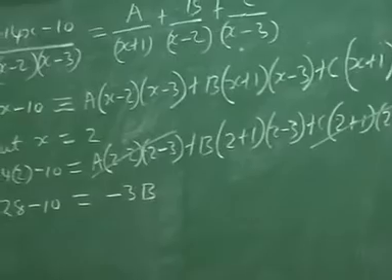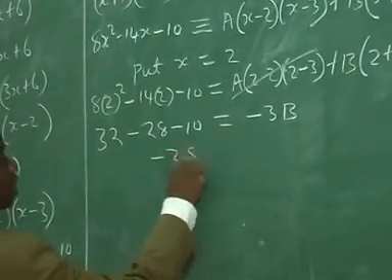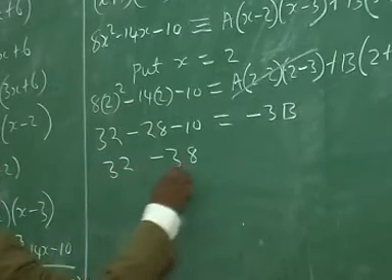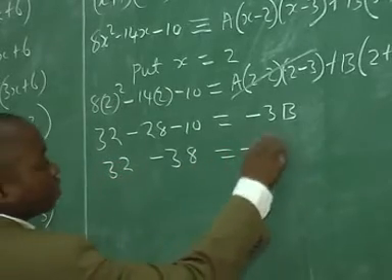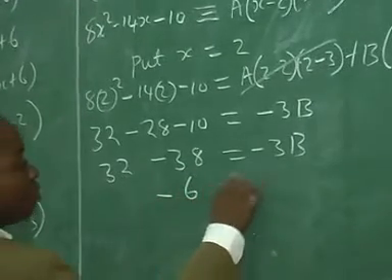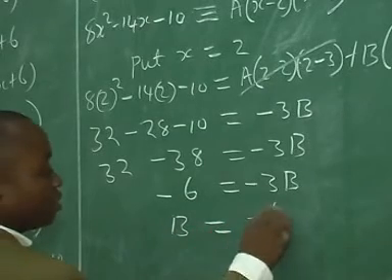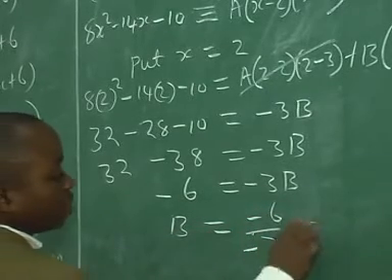So minus 3 times b gives us minus 3b. Alright. Then here, minus 28 minus 10 is giving us minus 38. So 32 minus 38 is equal to minus 3b. This gives us minus 6 is equal to minus 3b. So b is equal to minus 6 all over minus 3, which is 2.